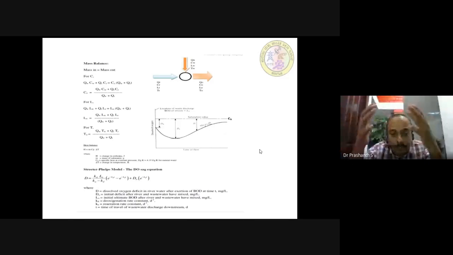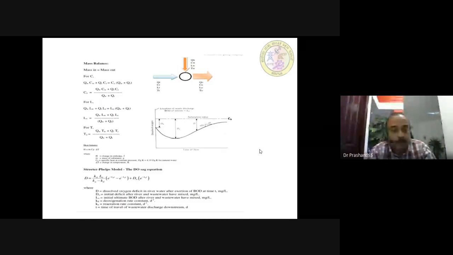When the two mix, it will come down. So L naught changes, T naught also changes. So this is the graph. For this, the researcher Streeter-Phelps has given a model for this DO SAG equation. And you know, we have discussed this is how the SAG takes place in the river. Initial DO is so much, and after degradation it comes down completely, goes to a maximum point and again rises up.